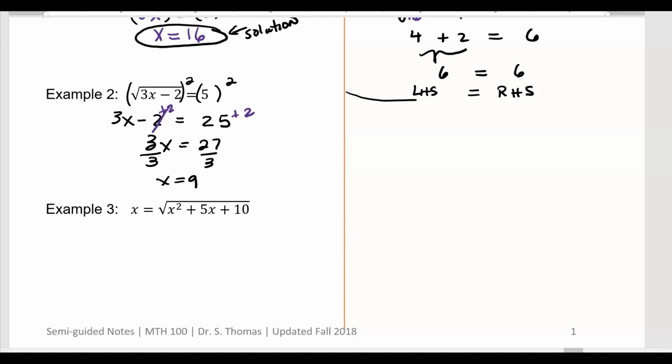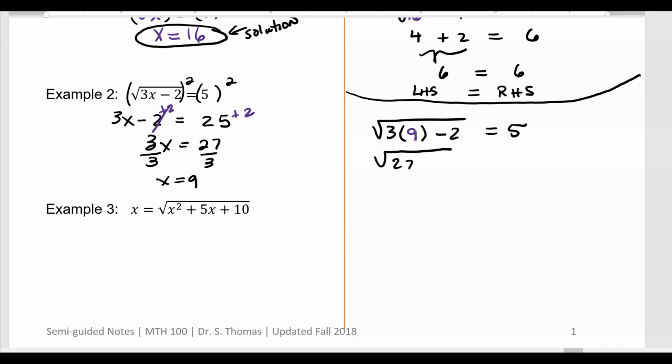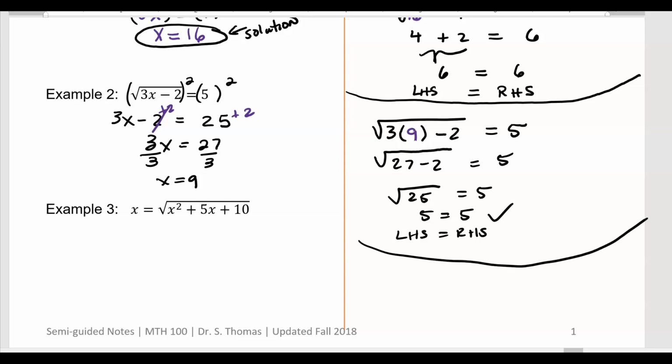Now, do we know if that's the answer? Don't know just yet. We have to check. So we're going to check. Square root of 3 times something minus 2 equals 5. We're saying that something is 9. So let's keep the left side on the left side. That's 27 minus 2, and 27 minus 2 is 25. And the square root of 25 is 5, equals 5. So the left hand side equals the right hand side, and therefore we know that the solution is in fact 9.